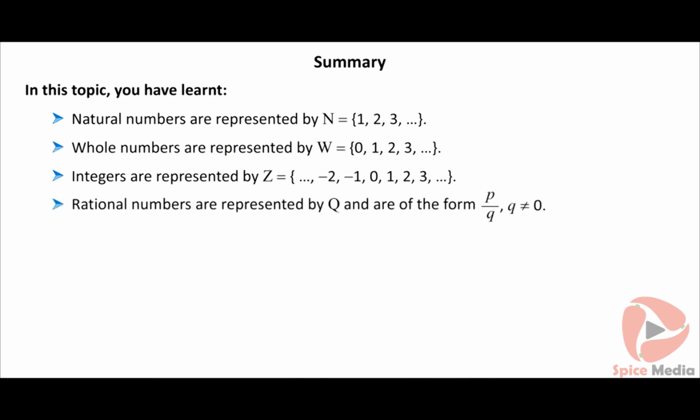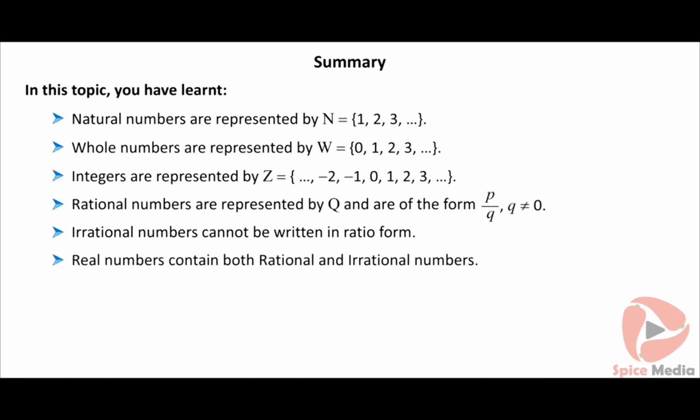Rational numbers are represented by q and are of the form p by q, where q is not equal to 0. Irrational numbers cannot be written in the ratio form. Real numbers contain both rational and irrational numbers.